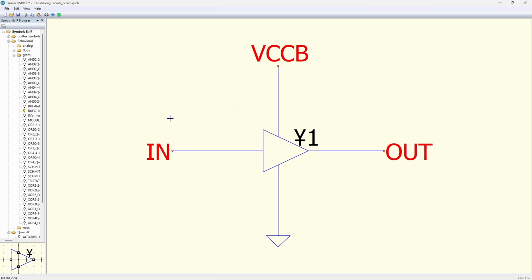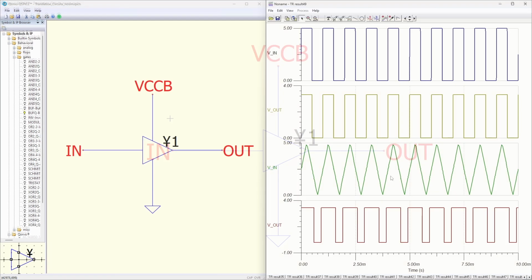One example would be the 74LVC1G34. It's a single gate CMOS buffer. And here you can see the results from the simulation with a buffer like this.